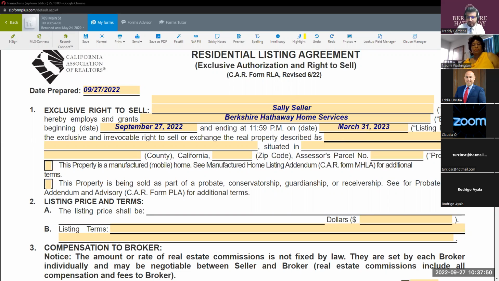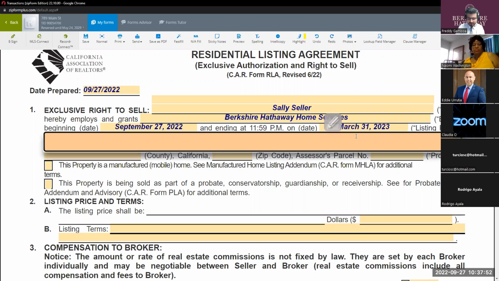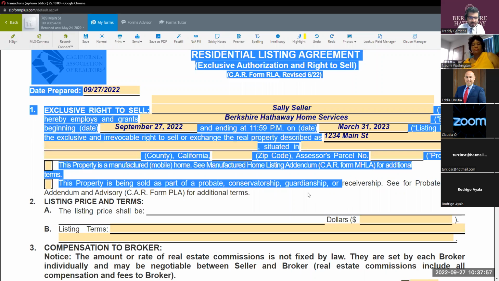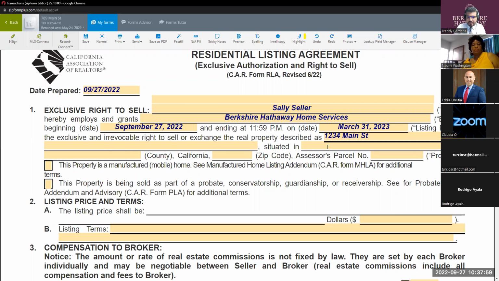All right, so let's move on. The property is described as what? 1234 Main Street, situated in Southgate. And then of course, the county. When it comes to the counties, please do not abbreviate your counties. The zip code is going to be 90280. The parcel number 0123456789. Okay, and that's the description of your property.